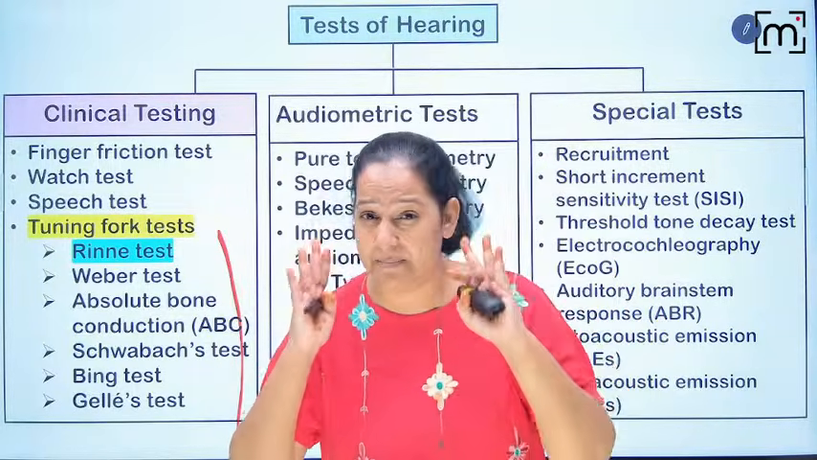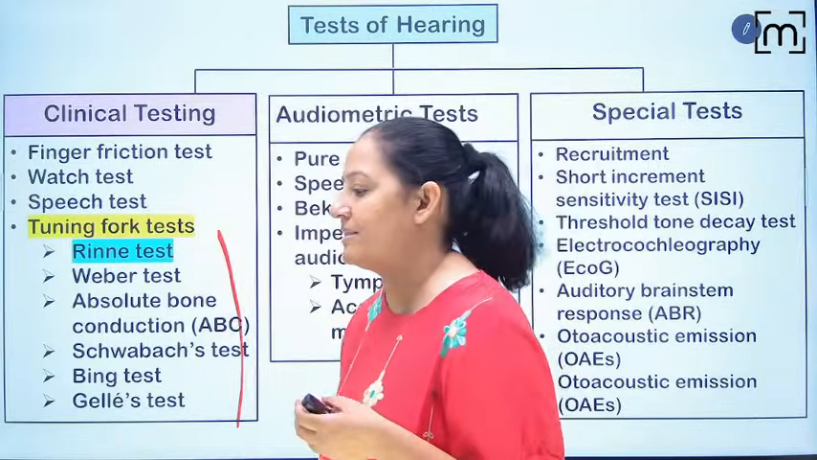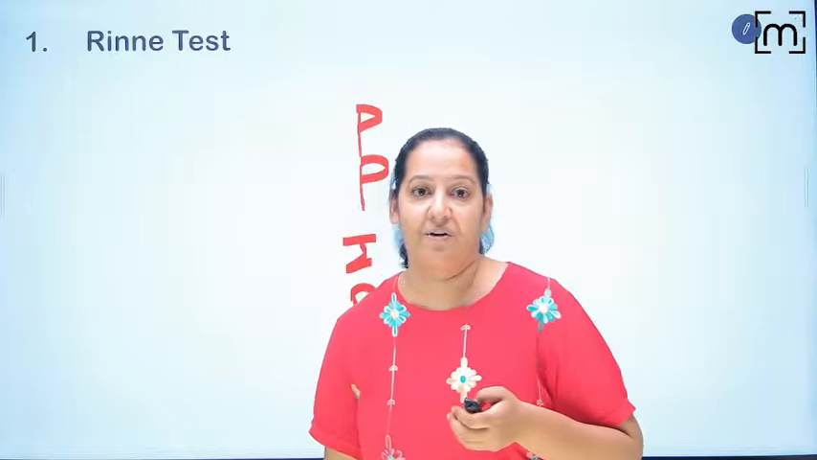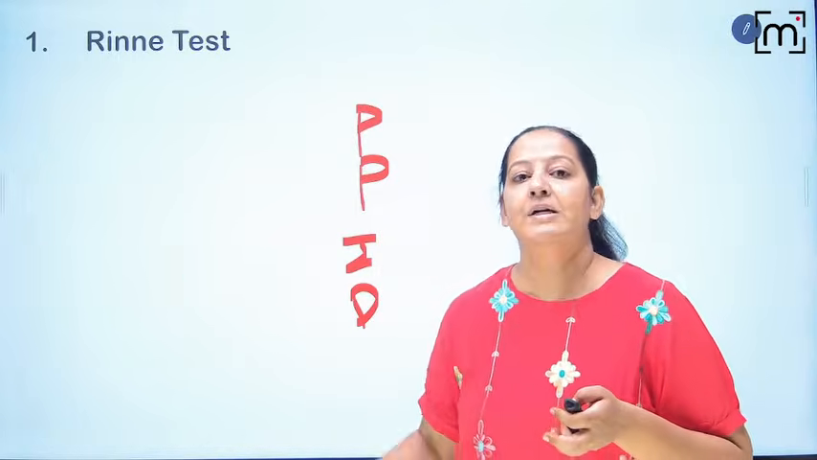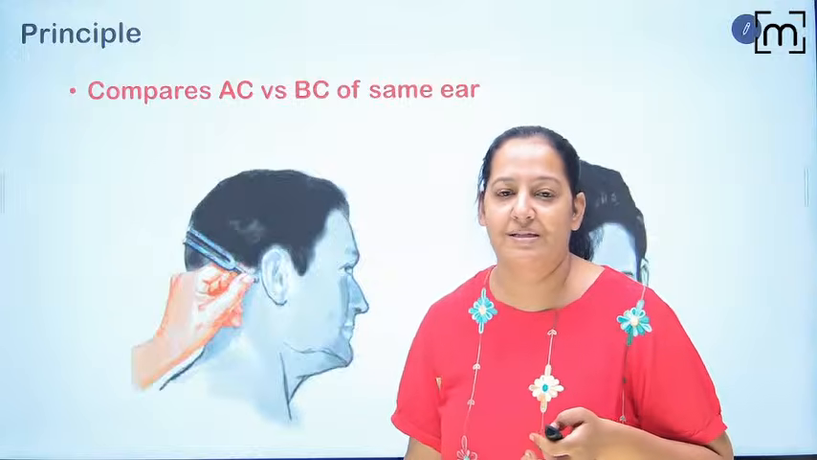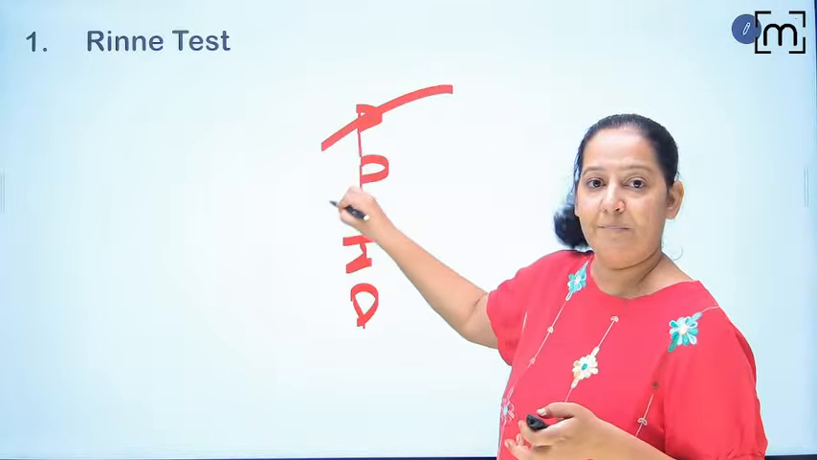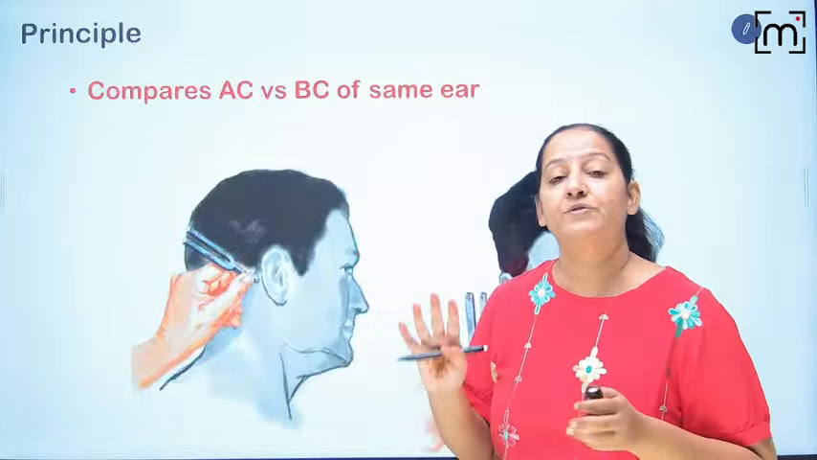And how many MCQs, you can't even imagine. You check by yourself, you get them on these tests. Can I start? Let's start with the first one, Rinne's test. Pronunciation doesn't matter. So, Rinne's test. What is the principle? First I will tell you the principle, then the procedure, interpretation with the diagram. Four things. So first, principle.